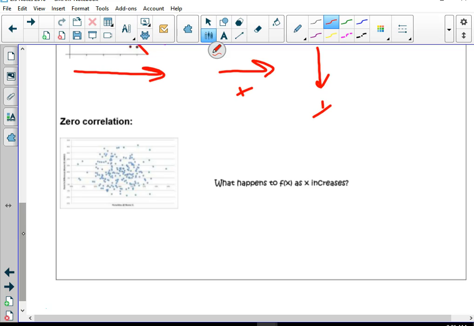Now, what function does that cloud represent? Yeah, there's no correlation. Zero correlation. Very good. No correlation. That's just a mess. That's just a blob of data. Okay? There's nothing there.